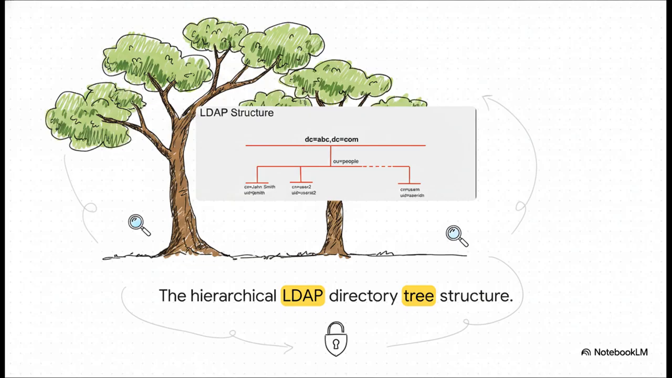At the very top, you have the root, representing the domain component, like your company's web address. Right beneath that, you organize your data into organizational units, basically representing different departments. And finally, you get down to the individual users, identified by their user ID. When FortiGate queries an LDAP server, it requires the specific path, known as the distinguished name, to pinpoint exactly where that user lives in the tree.